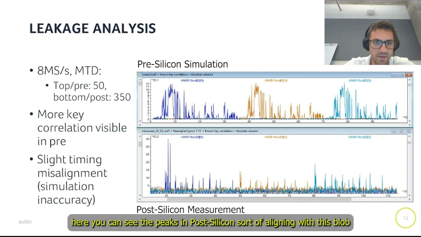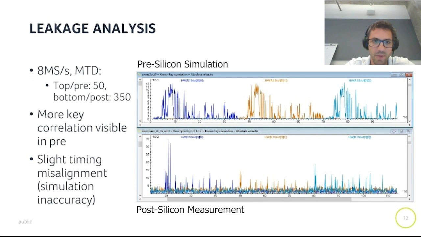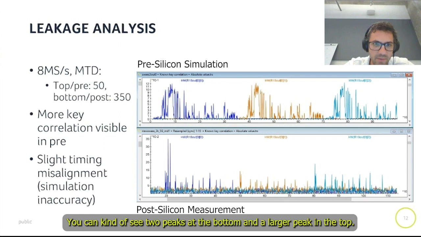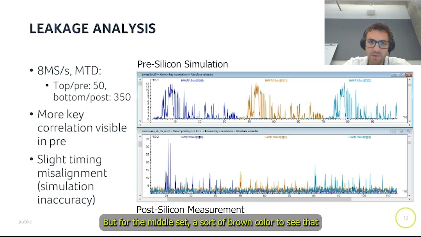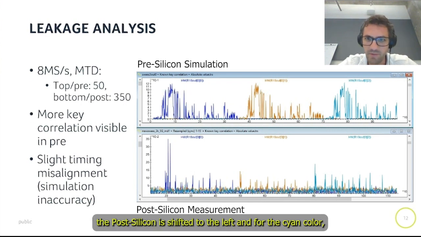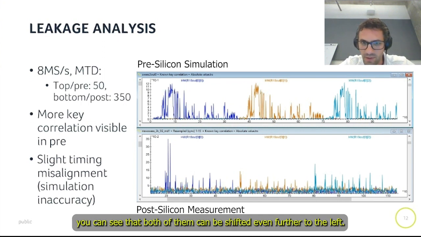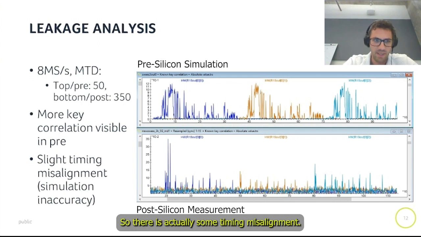So here you can see the peaks in post-silicon sort of aligning with this blob pre-silicon. With blue, you can kind of see two peaks at the bottom and a larger peak in the top. They sort of align. But for the middle set, sort of brown colored, you see that the post-silicon is shifted to the left. And for the cyan color, you can see that the post-silicon peak is shifted even further to the left. So there was actually some timing misalignment.